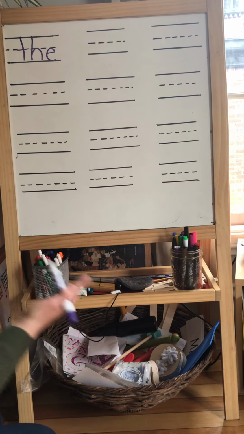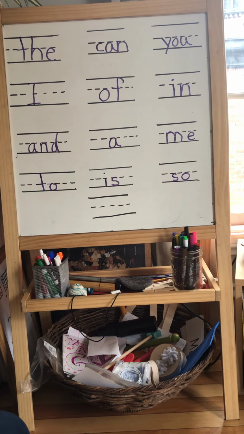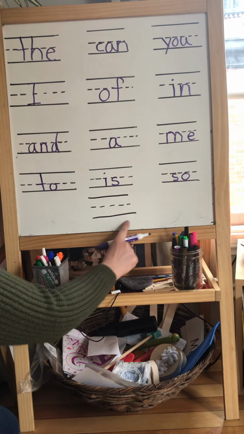So, say this. S-O, so. Great work. Let's write it. S-O, lowercase again. I forgot to make one more line for the last word. Okay, the last word is we. Say this, W-E, we. Great, lowercase W.